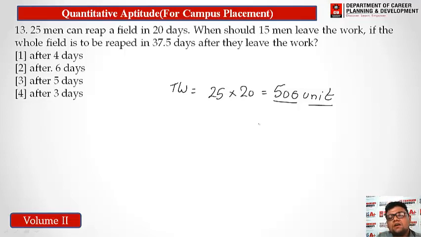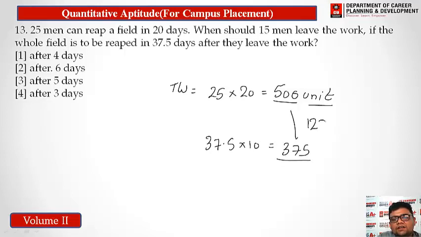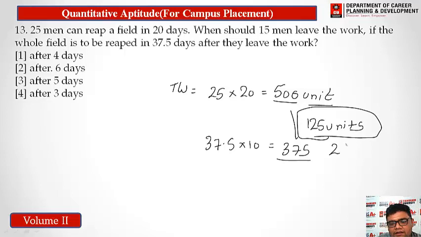So the remaining work should be done in 37.5 days. Now we know that only 10 men are left after the 15 persons leave. So the work after the 15 men left will be 37.5 multiplied by 10. That will give you 375 units. So 125 units should be completed by 25 men. If this should be completed, this will take 5 days only, right?